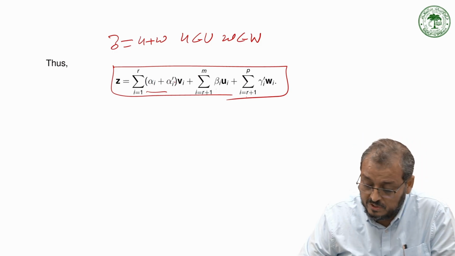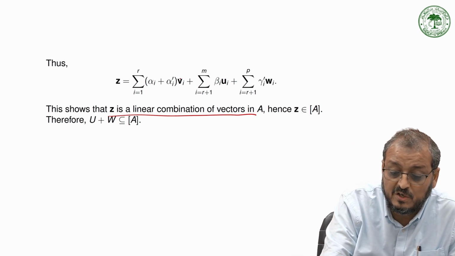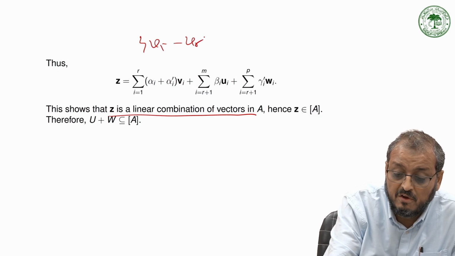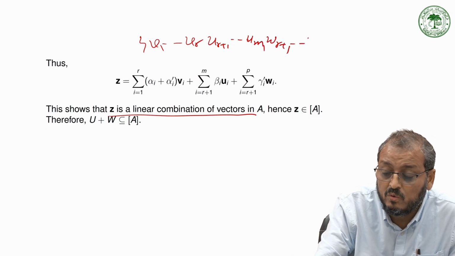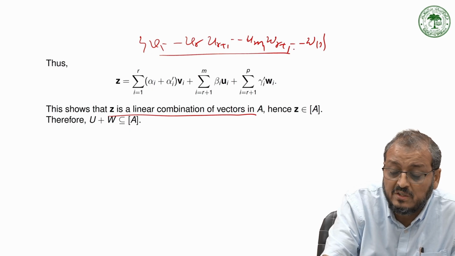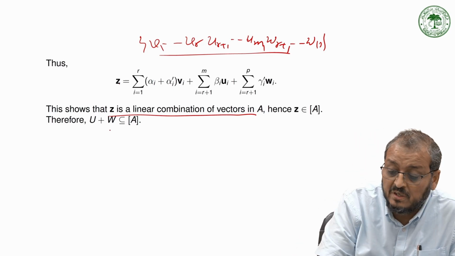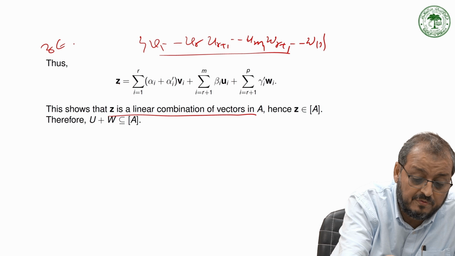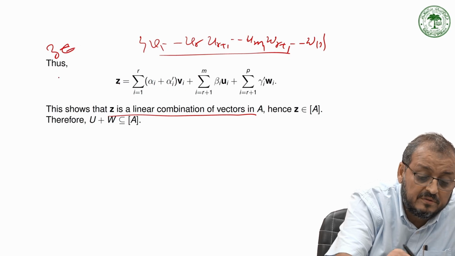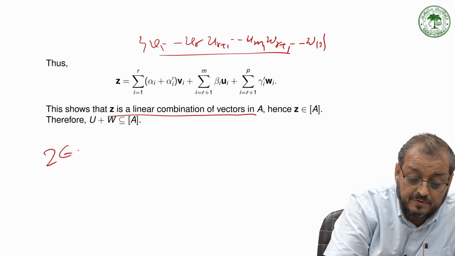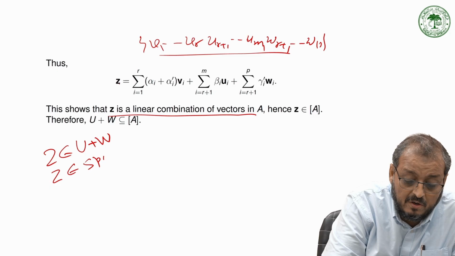So if z is written in this form, we can say that this is a linear combination of the vectors in A. The vectors of A are V1, V2, up to Vr, then Ur+1 up to Um, and then Wr+1 to Wp, and z can be written as a linear combination of these vectors. So clearly, we chose z as an element of U plus W, and then we have shown that this z is an element of the span of A.